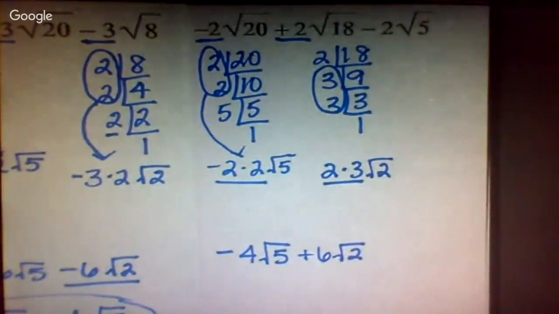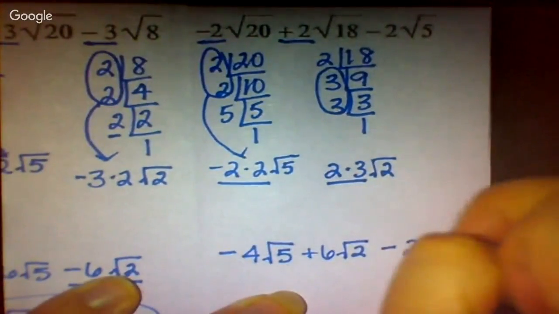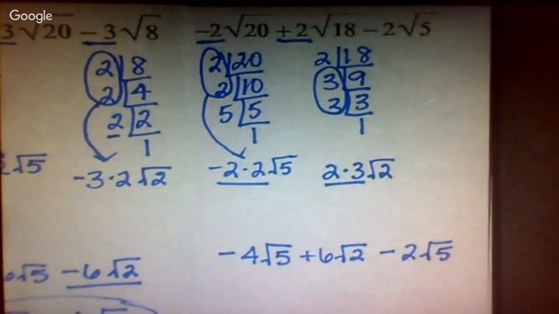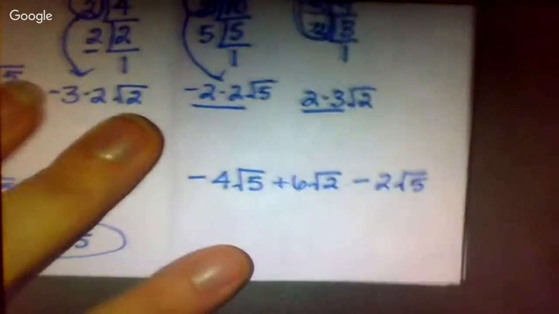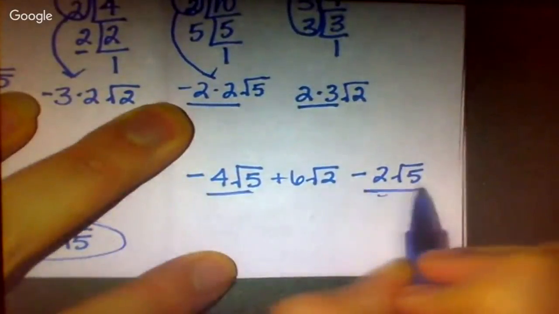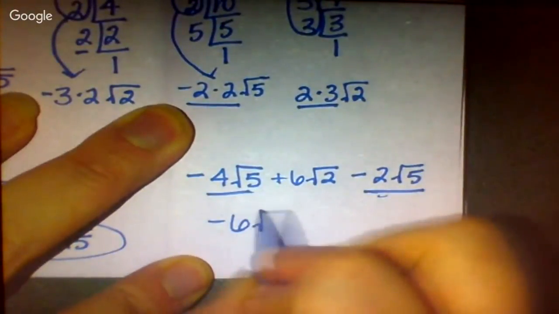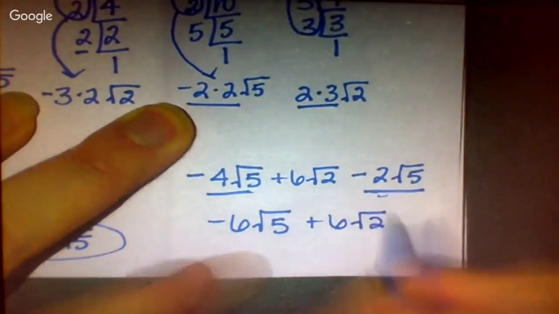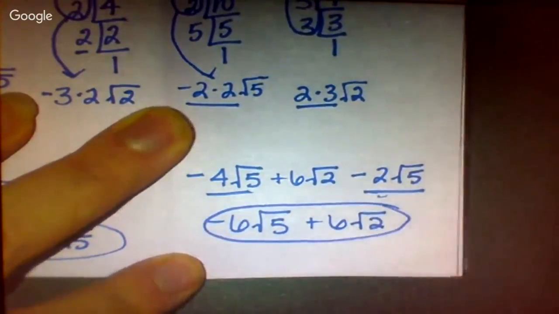Okay. Take a look at my last one. I have negative 2 square roots of 5. Is 5 prime? Yes. So we don't have to do anything. Just drop it down. Negative 2 square roots of 5. So then finally, what combines and goes together? Negative 4 and negative 2, which give me negative 6 square roots of 5 plus 6 square roots of 2.